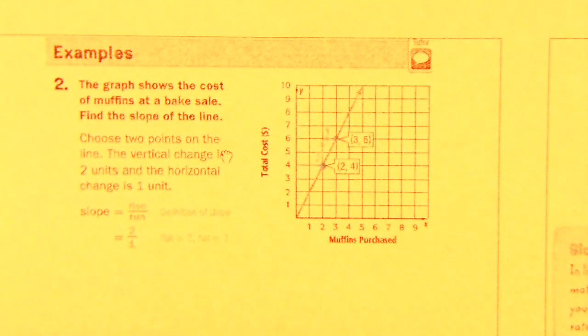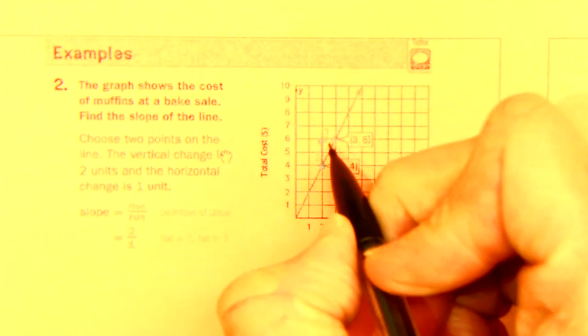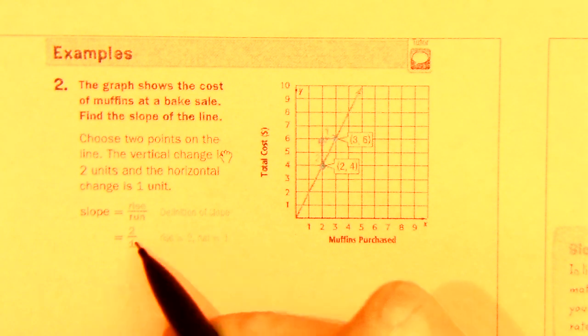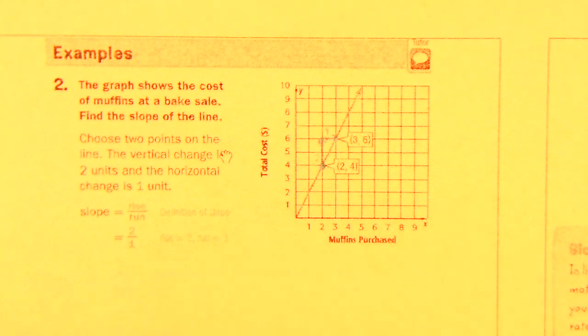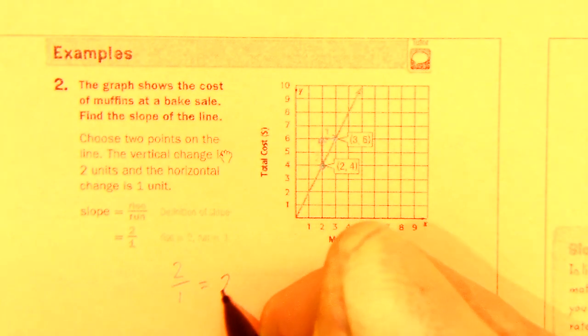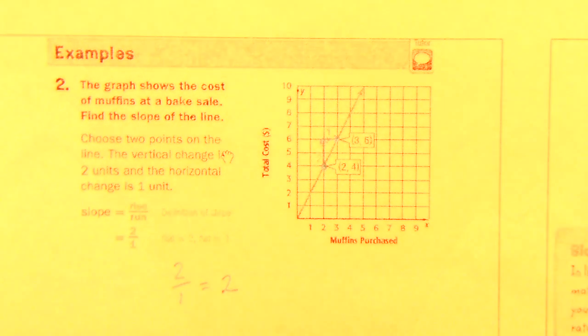Now, if I've got a graph, I don't need to use the ordered pairs. I simply count. Well, it's going up 2 and to the right 1. So I put rise 2 over run 1, 2 over 1. And you can leave it 2 over 1 or you can reduce it to 2. Either way is fine.